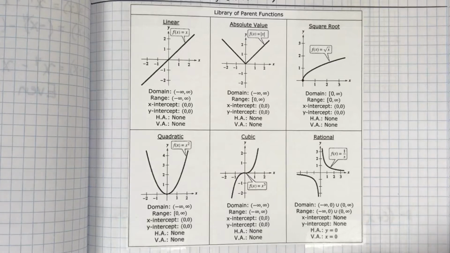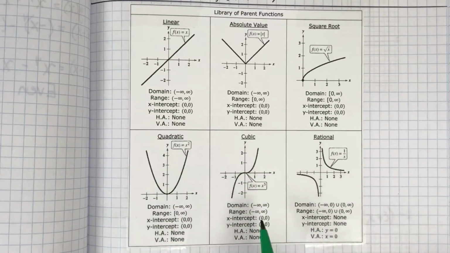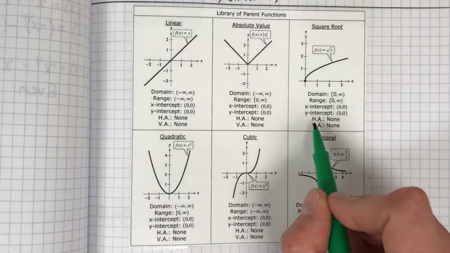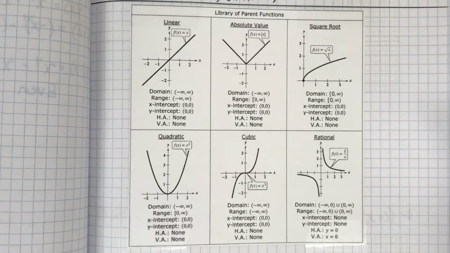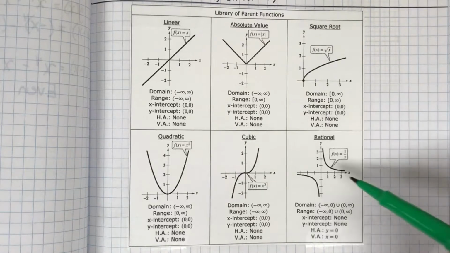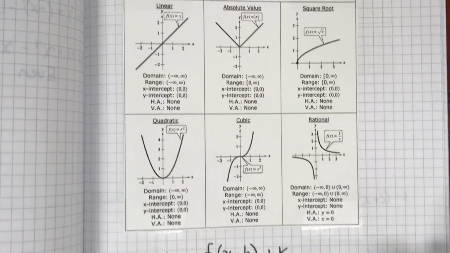So it's probably important that you take a moment to recognize the domain and range of all of these and check out their x and y intercepts and their horizontal asymptotes and vertical asymptotes. That's what our HA and our VA represent. And most of these are not going to have horizontal asymptotes or vertical asymptotes, but our rational function. That's a big one there.